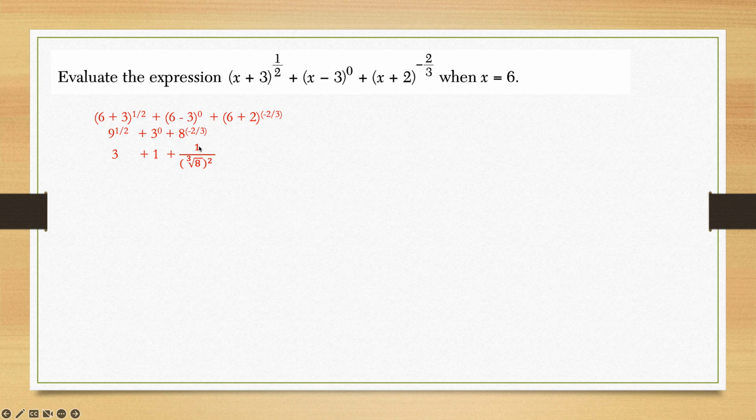And then negative exponent, 1 over the cube root of 8 squared. Cube root of 8 is 2, squared is 4. So I get 3 plus 1, which is 4, plus 1/4. So it's 4 and 1/4.